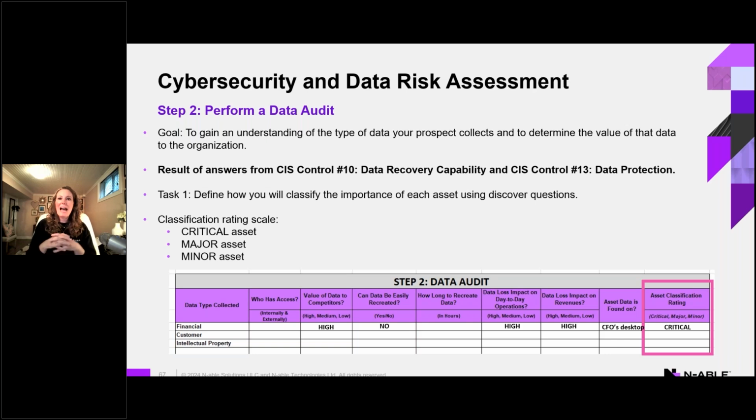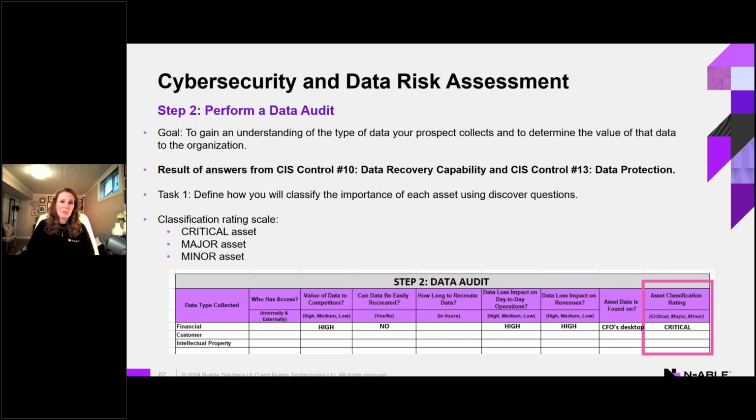And then based on how that prospect really answers the questions, you then would get them to classify each of the assets. You would classify it as either a critical asset, a major asset, or a minor asset. Meaning that if important financial data is found on the CFO's computer and that data was lost and the revenue impact would be high, I would say that asset classification rating for that CFO's desktop would be critical.